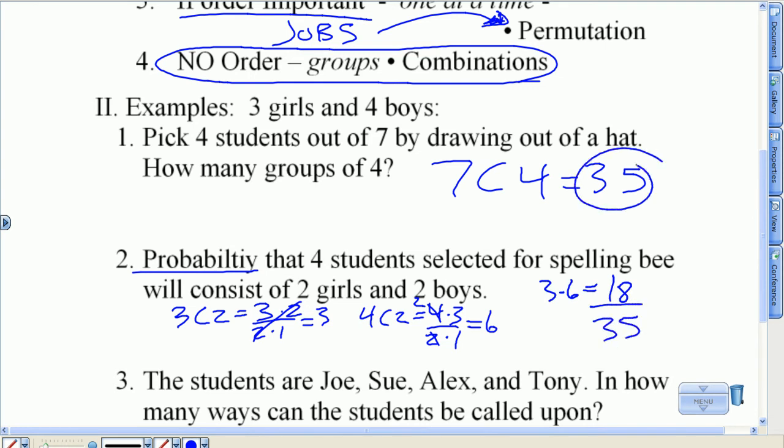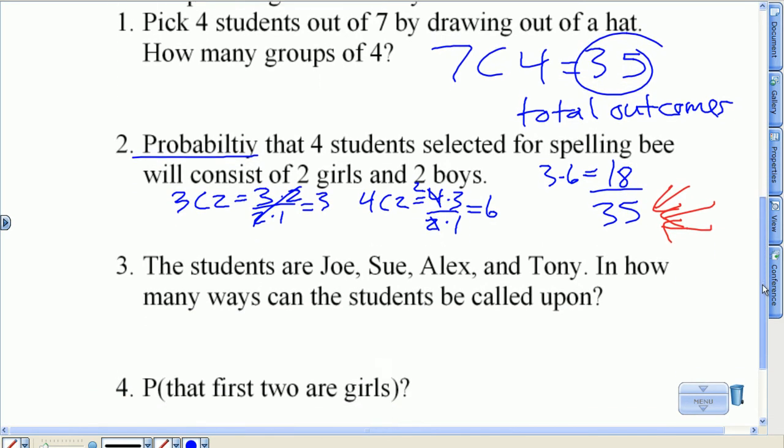This is the total outcomes. Doesn't matter about gender or anything. It's just 4 random kids being chosen from the 7. That's going to give you the total outcomes. That becomes the denominator of our probability questions. So you got to keep the number 35 available and ready to go.